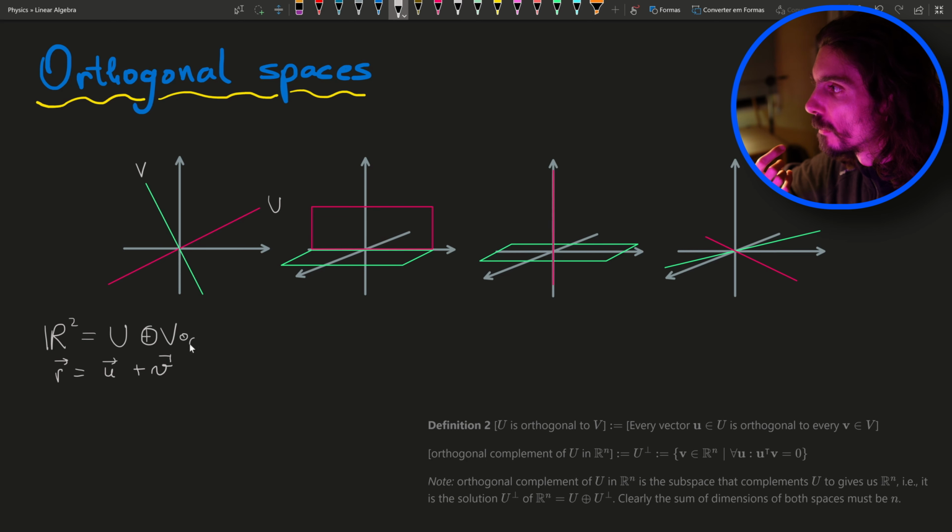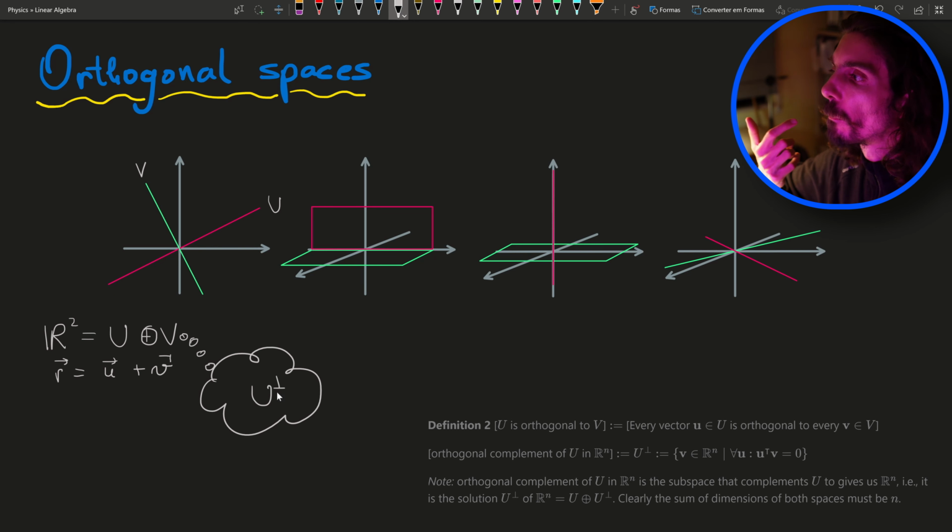So V here is U perpendicular, the orthogonal complement of U. Because if you start with U, the subspace, well, what is missing? What vectors are missing for me to reach the entire 2-dimensional space? Well, the answer is the orthogonal complement, in this case, V.